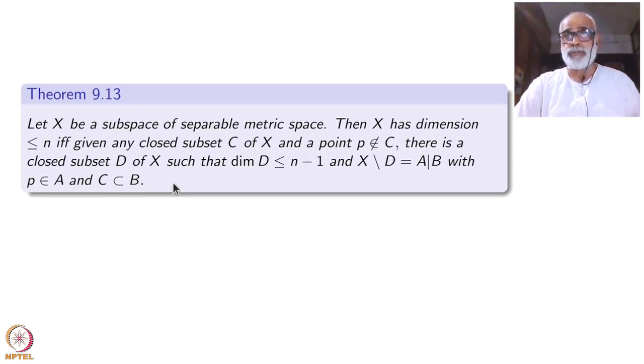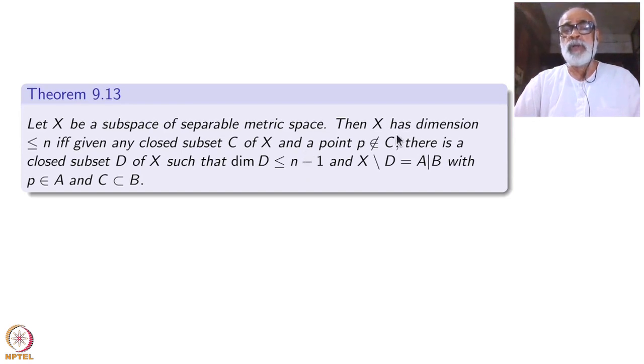Remember what S2 was. S2 said that a closed set and a point can be separated by clopen sets. Clopen sets were those such that the boundary itself is empty. Now here we have something else. This is an extended S2. It is the n-dimensional version of S2.